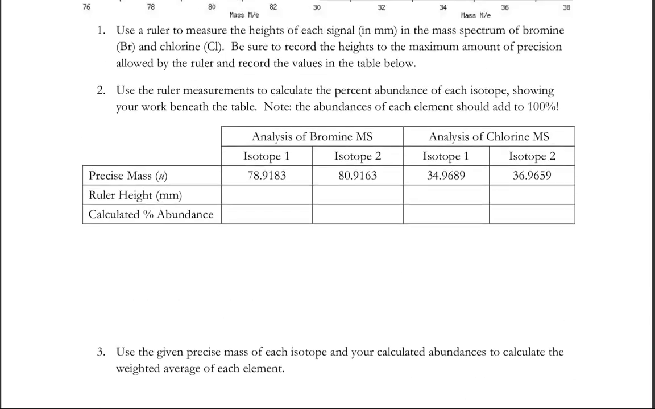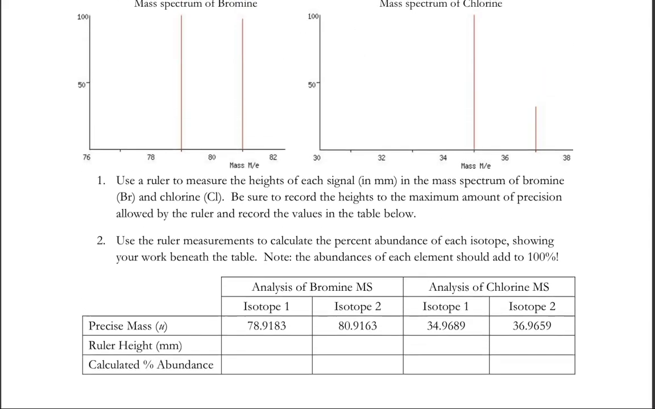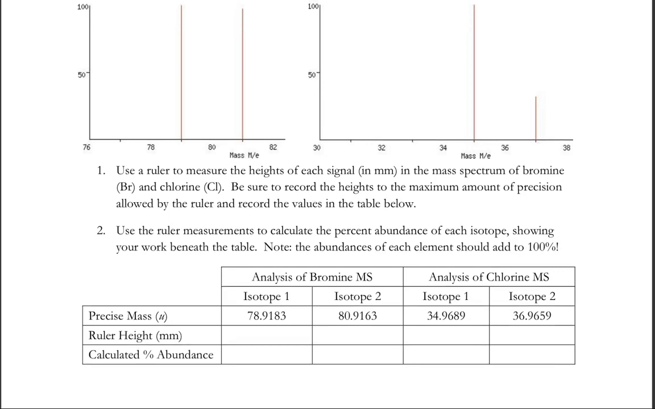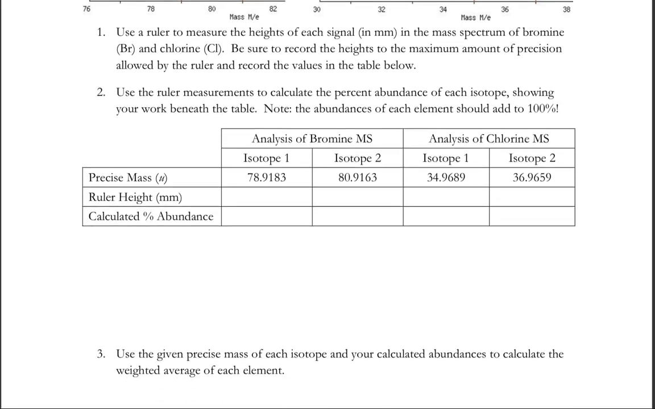Notice that the heights of the bromine isotopes are pretty equal. So hint, hint, you would expect the abundances for those isotopes of bromine to be around 50%. I see one's a little higher, so its value will be a little greater than 50, the other a little less. Chlorines, well, there's a definite difference between them. So we expect that to be reflected in the percent abundances.